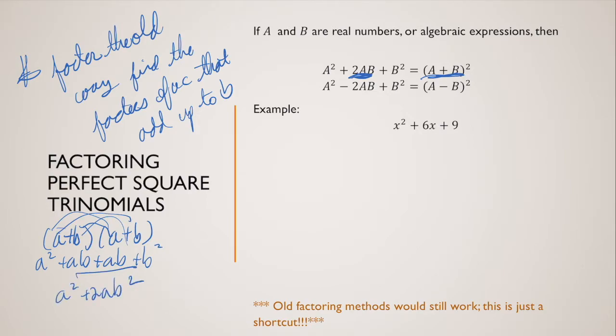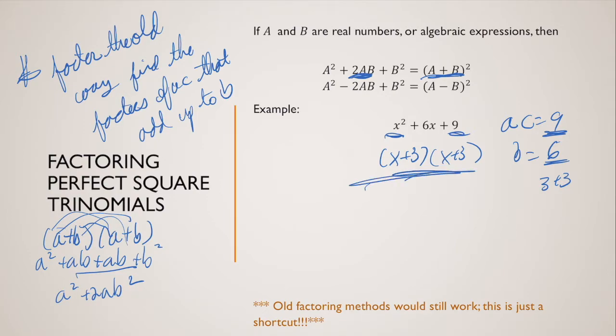But what I would do is go ahead and find the factors of AC that add up to B. So in this case, AC is 9, B is 6. What are some factors of 9 that add up to 6? 3. I've got x plus 3 times x plus 3, because 6 is 3 plus 3. Nice little shortcut.